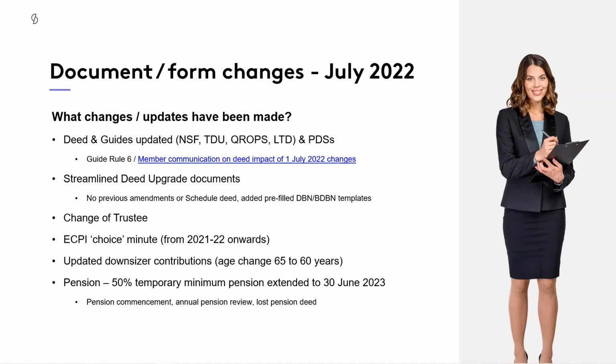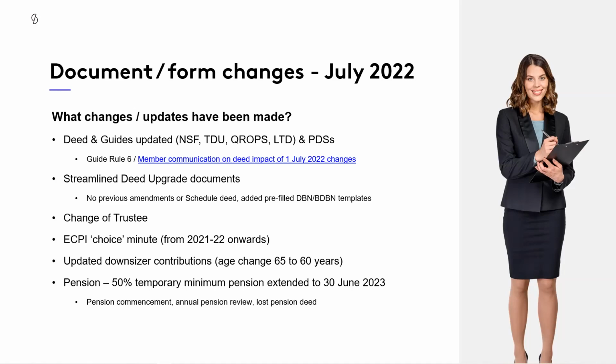Also, document-wise, we've made changes to reflect that the downsizer rules have now moved from an individual age 65 down to 60. We have also updated in our pension documents, well, not just the documents, in the form itself, the fact that the 50% temporary minimum has been extended through to 30 June 2023. So the calculation in there will be based upon that reduced amount.